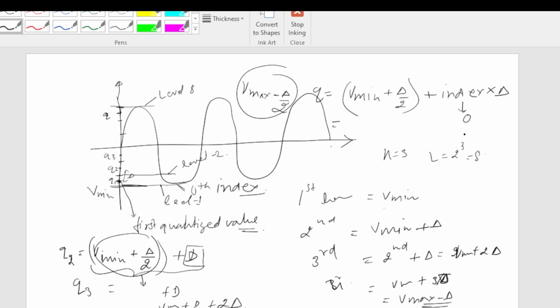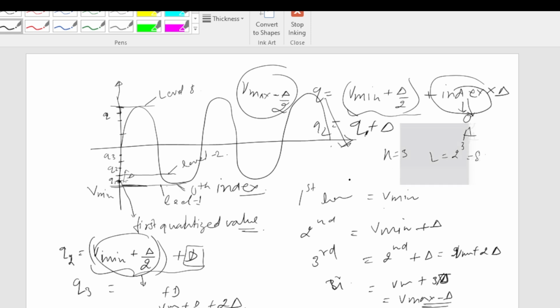If the index is 1, then we can get that from 1 into delta, that is, delta plus V minimum plus delta by 2, the first quantized value. So this is Q1 plus delta. This is the second quantized value. Our main purpose here is, if the index is given, we can find the quantized value, and if we can find the quantized value, we can get the original signal, that is actually the original quantized value.